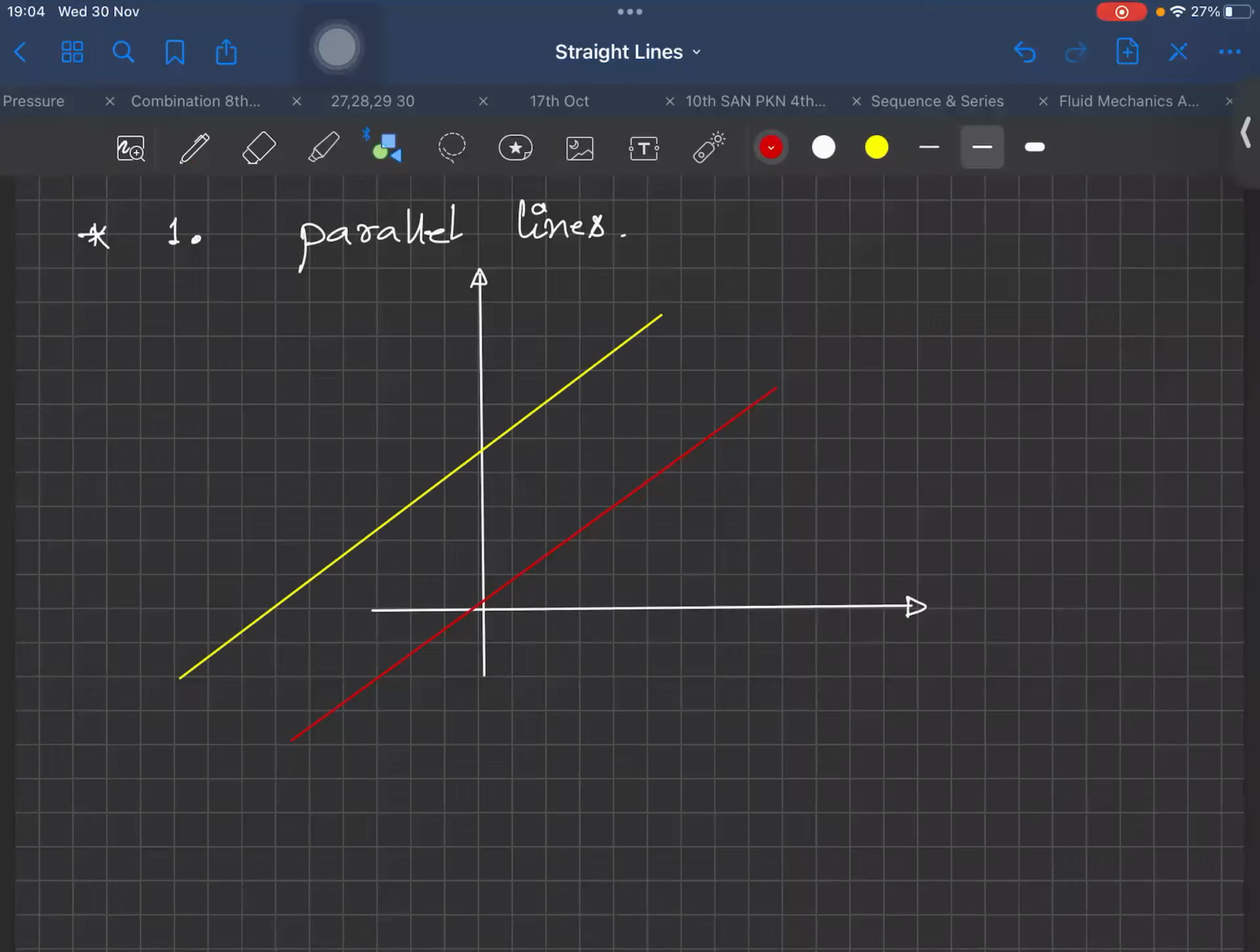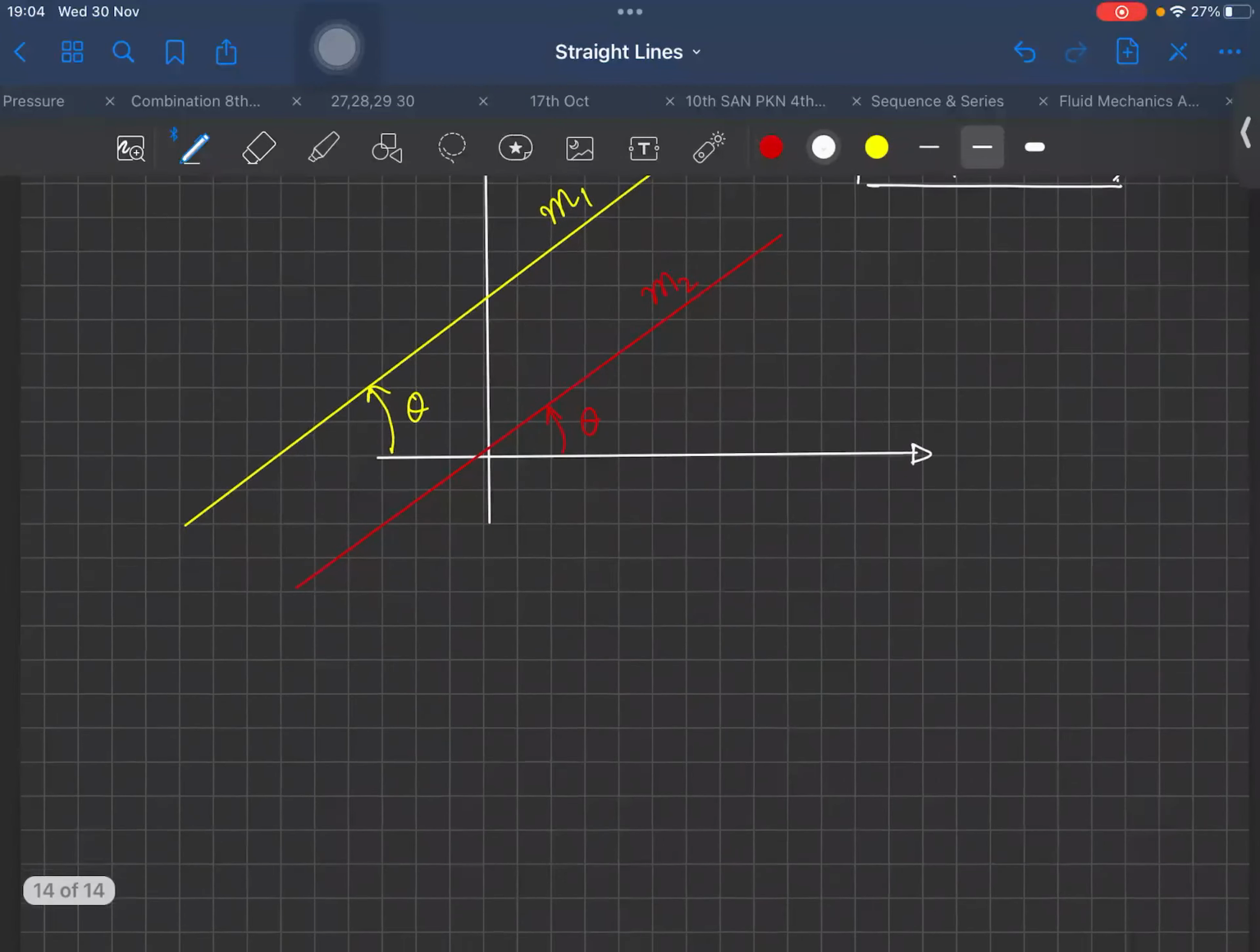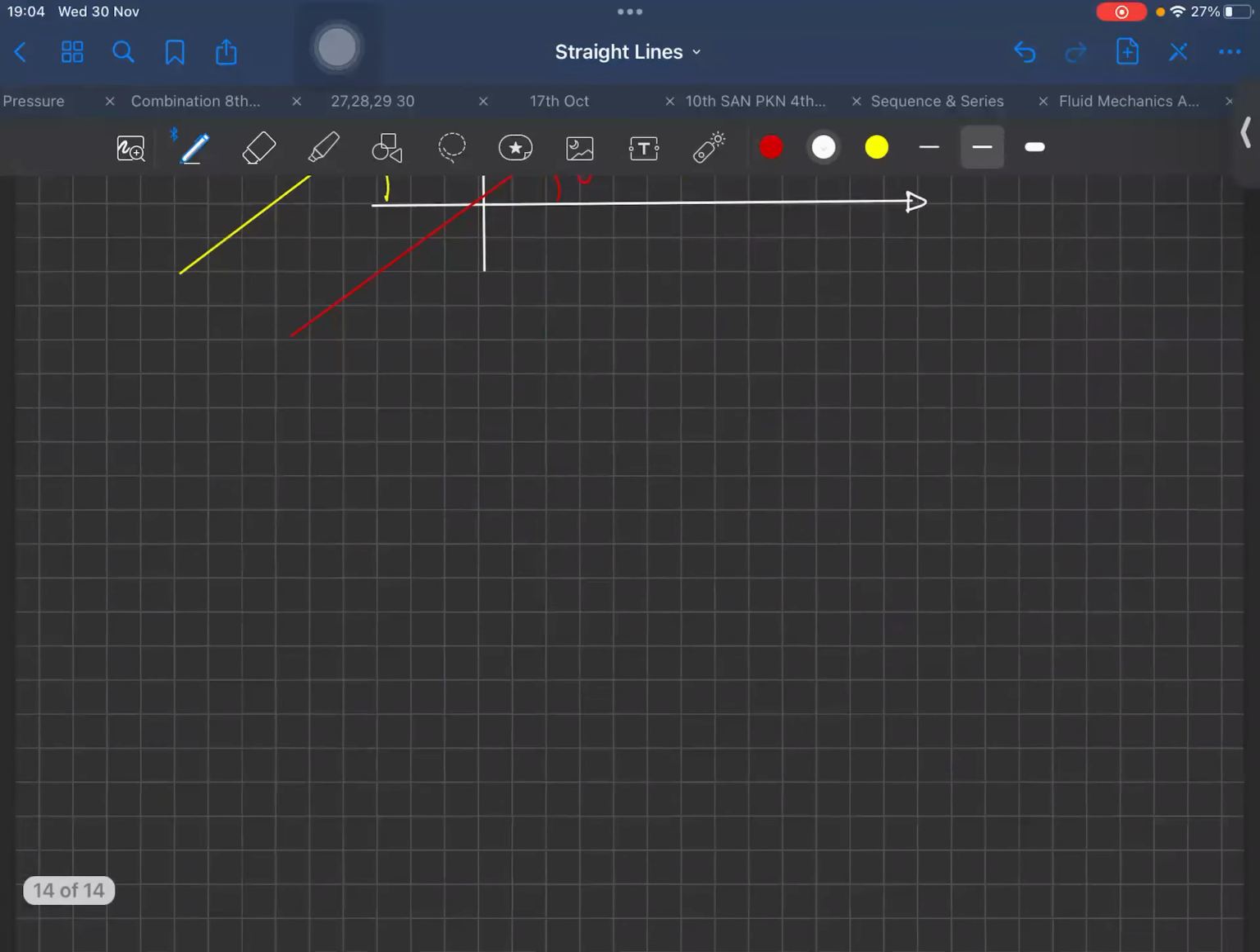Slope must remain the same. So if this line is making angle theta, then this line should also make angle theta. So if the slope of this line is M1 and the slope of this line is M2, then M1 must be equal to M2. Then only we can say lines are parallel. So slopes must be equal. Got it? Now write down perpendicular lines.